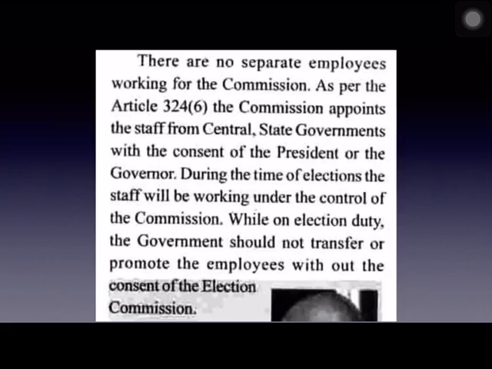During the time of elections, the staff will be working under the control of the Commission. They are not working under the government. Remember, the staff who are on election duty are under the control of the Election Commission, not the government. While on election duty, the government should not transfer or promote the employees without the consent of the Election Commission.